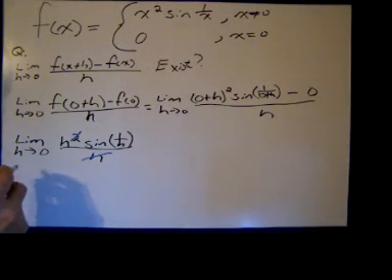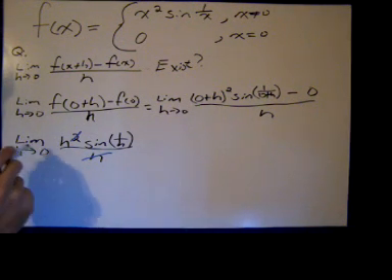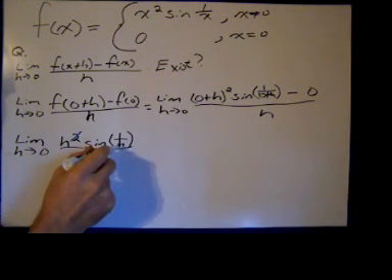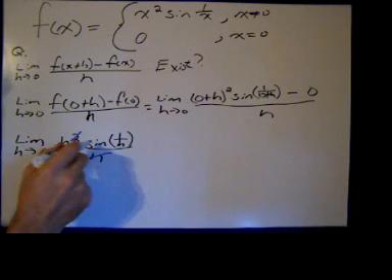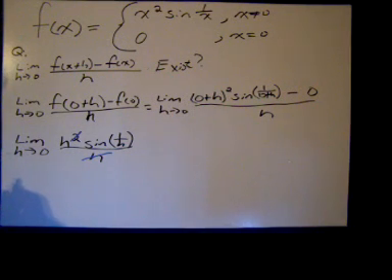But we do have the form 0 times a quantity that does not exist. As h approaches 0, 1 over h approaches infinity. As the input to the sine approaches infinity, the limit doesn't exist. It oscillates between -1 and 1. Because of that, we can use the squeeze theorem in order to evaluate this limit.